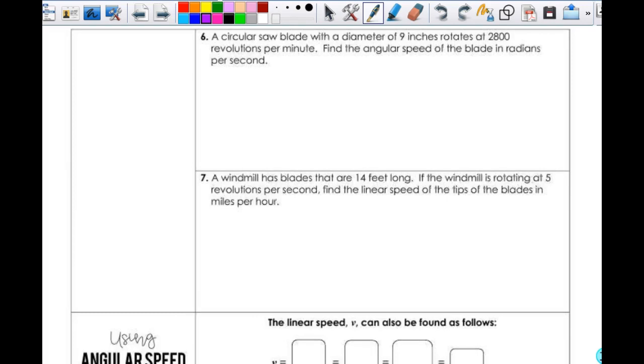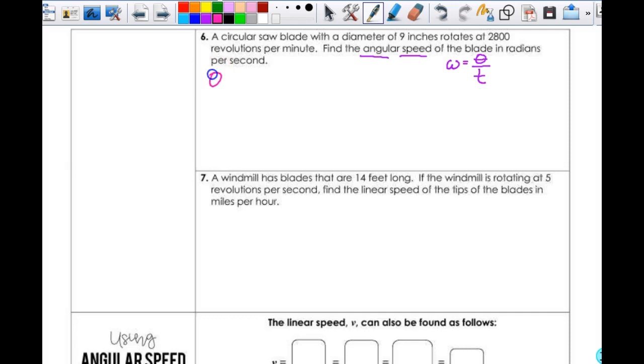So it says, circular saw blade with a diameter of 9 inches rotates at 2,800 revolutions per minute. Find the angular speed of the blade in radians per second. All right, so what do I need to find first? The radius. Do I even need the radius? What am I looking for? I'm looking for angular speed. Your angular speed is your omega. It's equal to theta over t. So I can go find arc length and all that stuff, but do I need it? No, I don't. I need theta and t.